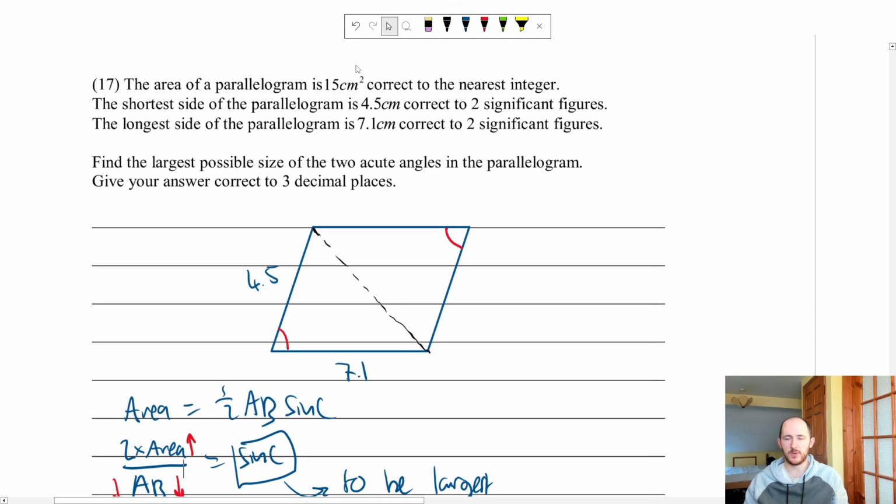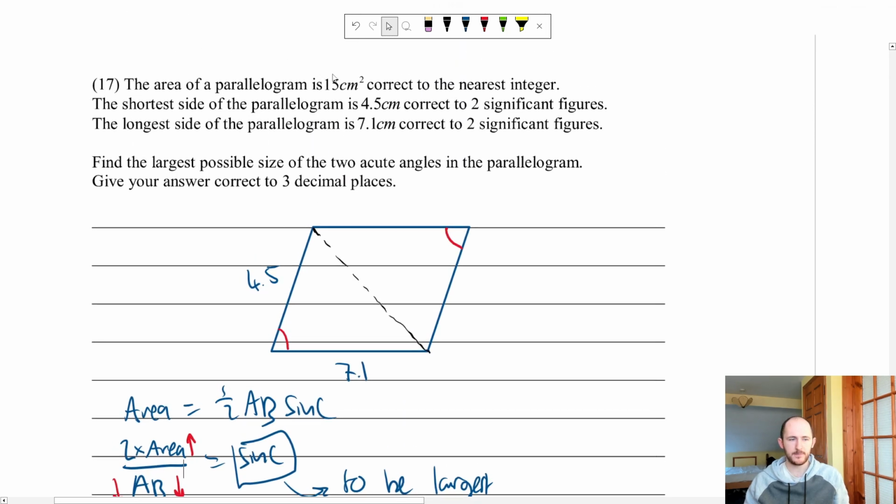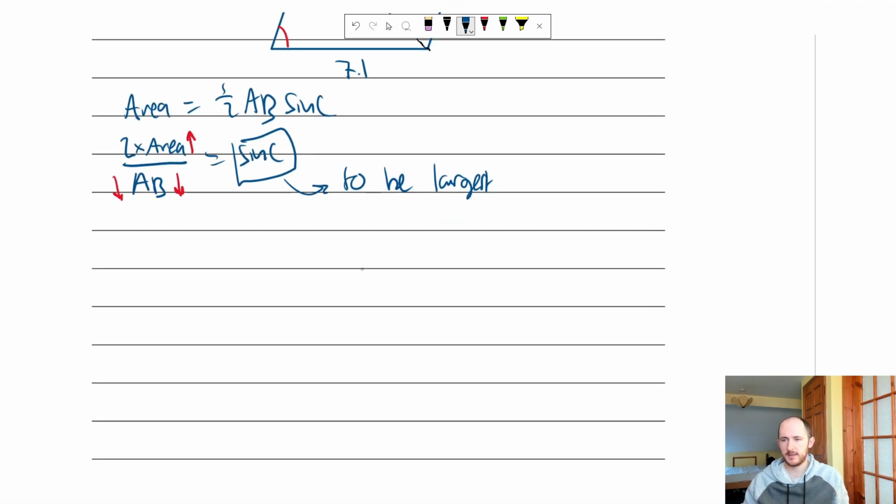Now I can actually do the bounds, okay? So what do I want? I want the largest bound for the area. Now, here's the really key thing here with 15 centimeters squared, and it's to the nearest integer. The biggest value is 15.5. The smallest value is 14.5. But now I'm dividing this by 2. So divided by 2, what do I get? 7.75. So that is the value I'm going to use for the area. So the area equals 7.75.